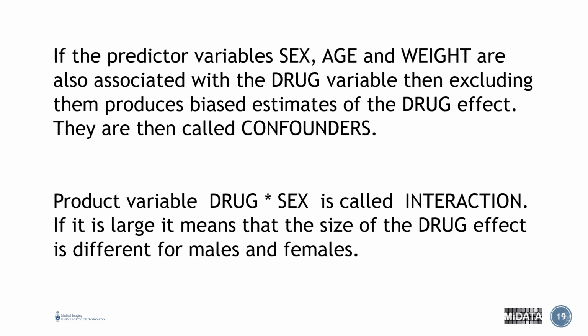Now, if the predictor variables sex, age, and weight are also associated with the drug variable, so your group variable that you're interested in, then excluding them produces biased estimates of the drug effect. And then they are called confounders. The product variable drug and sex is called the interaction, and if it is large, it means that the size of the drug effect is different for males and females.